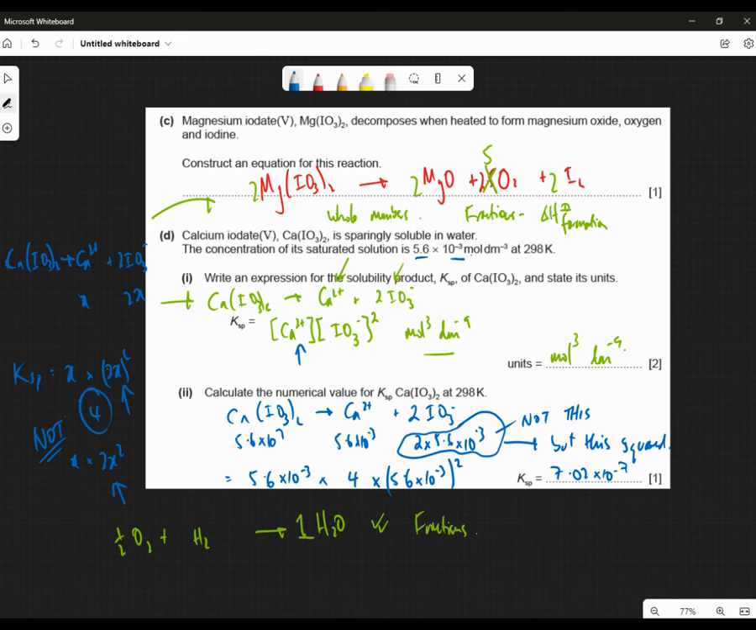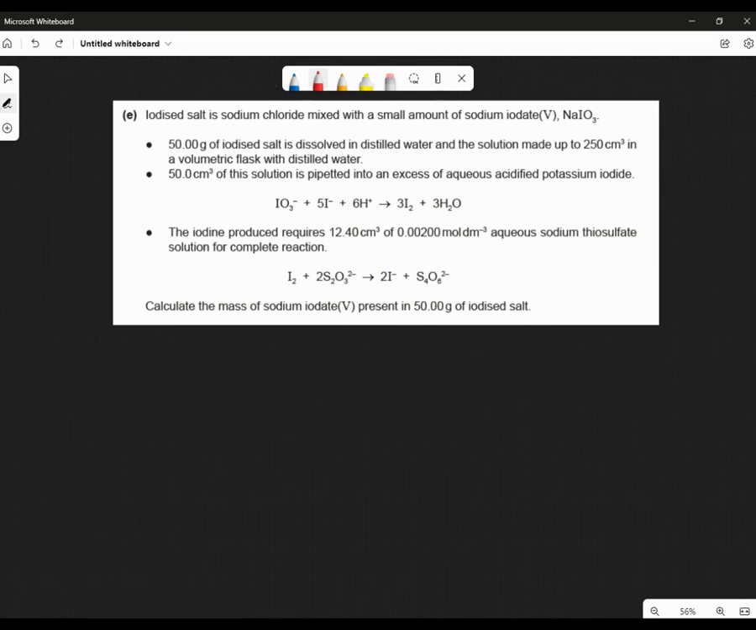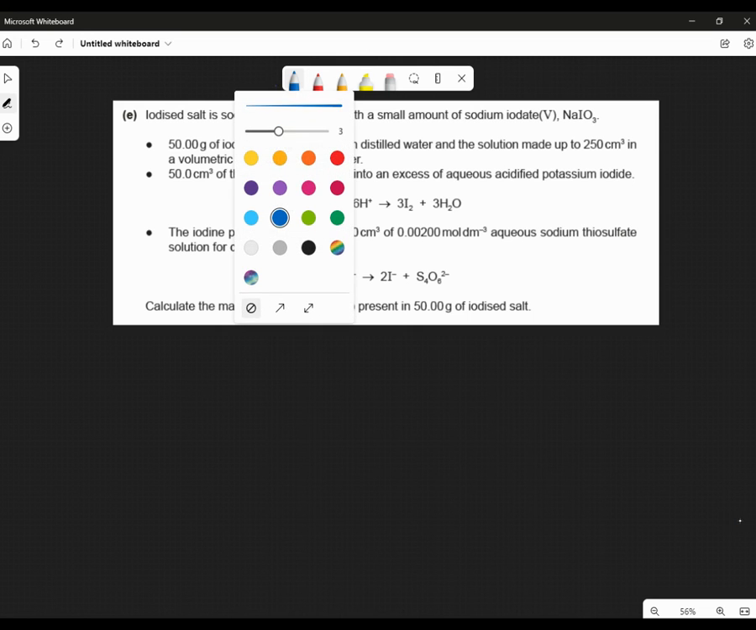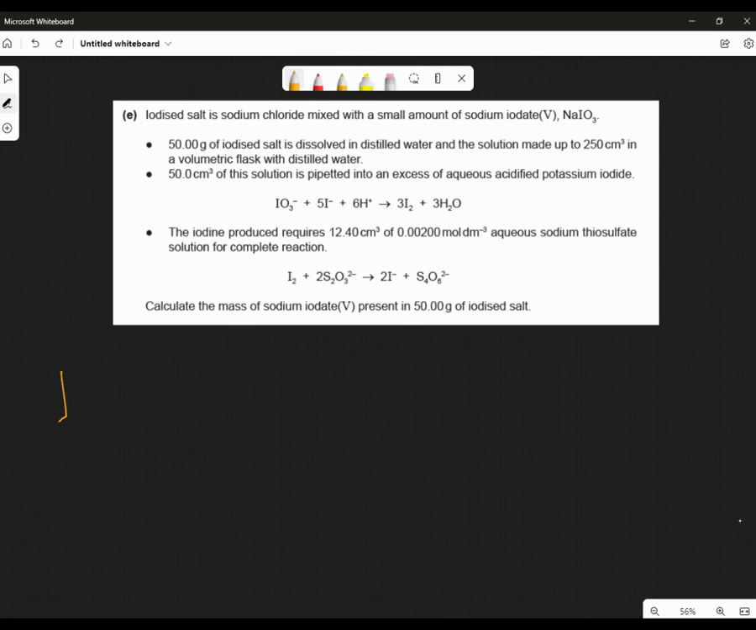Let me go to your next one now. Let me pause the video and clean up a bit. So this is the next one that we're looking at. Iodized salt is sodium chloride mixed with a small amount of sodium iodate. 50 grams of the iodized salt is dissolved in distilled water and made up to 250 in the volumetric flask.